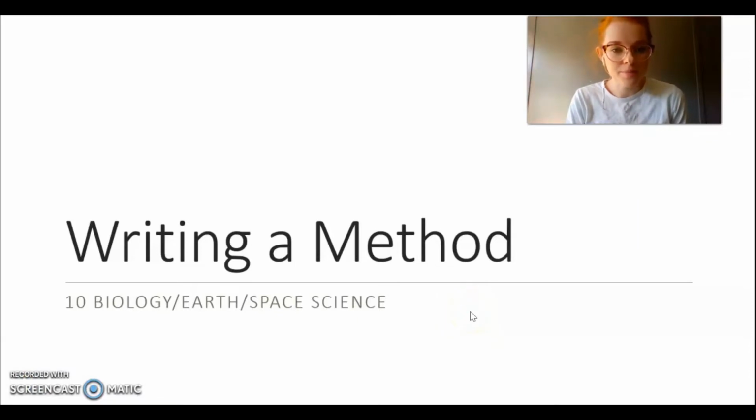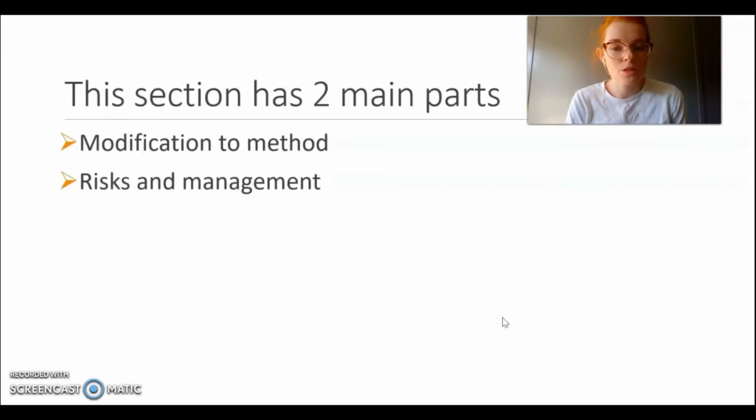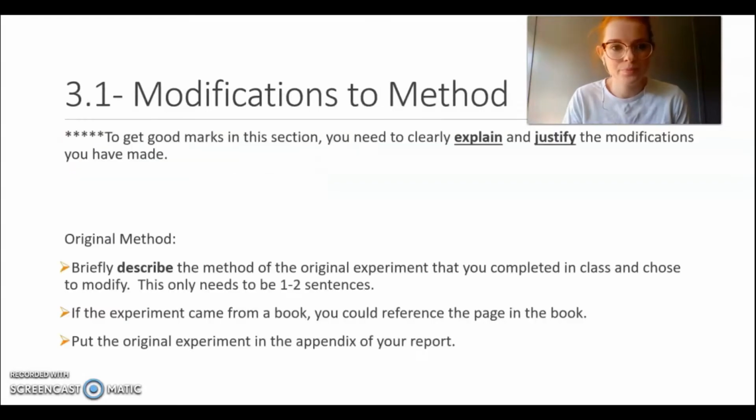All right, writing a method. This should be about the third section of your report for a student experiment. There are two main parts to this: the modification to the method, and the risks and management, and you should have these under subheadings. We show you it as 3.1 and 3.2.